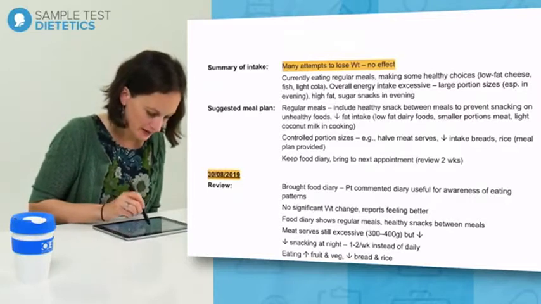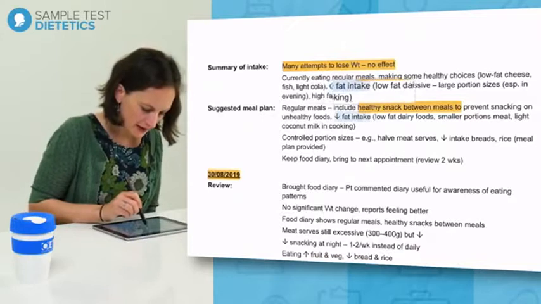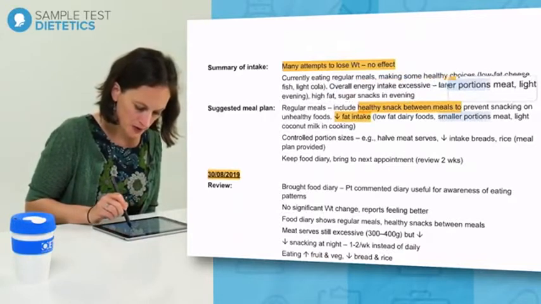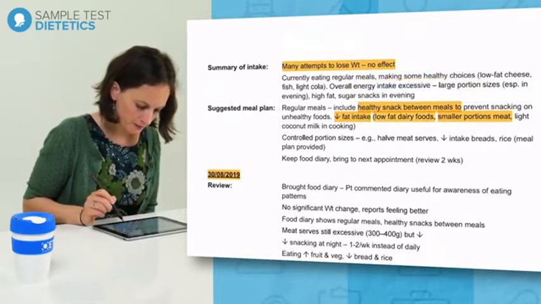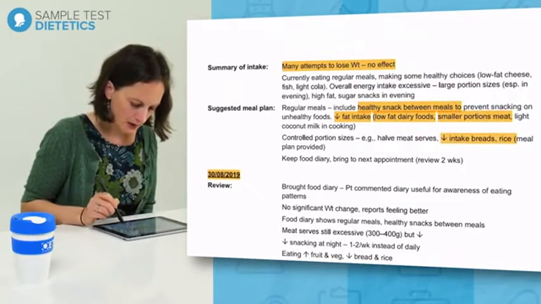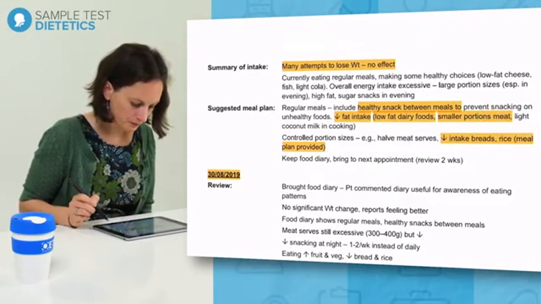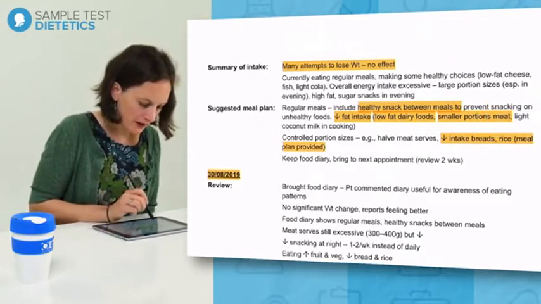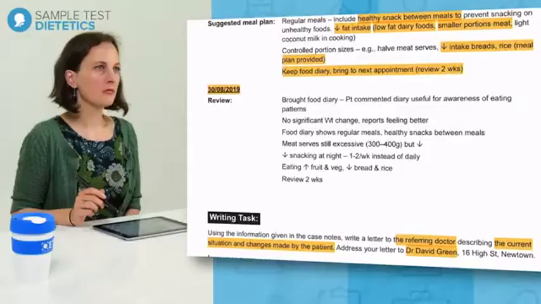Choose healthy snacks between meals. Reduce fat intake by eating smaller portions of meat and low-fat dairy foods. Reduce his intake of bread and rice. I can also see that the dietitian provided a meal plan. Finally, that they've asked him to keep a food diary and bring it to the next appointment, which will be a review in 2 weeks' time.